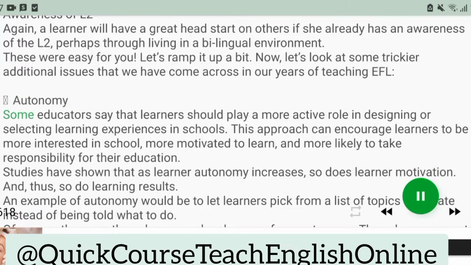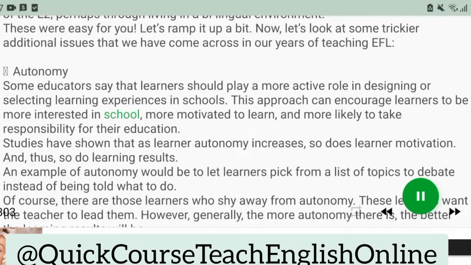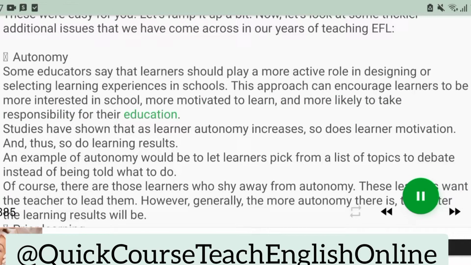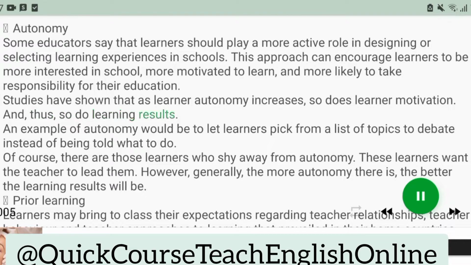Autonomy. Some educators say that learners should play a more active role in designing or selecting learning experiences in schools. This approach can encourage learners to be more interested in school, more motivated to learn, and more likely to take responsibility for their education. Studies have shown that as learner autonomy increases, so does learner motivation. And, thus, so do learning results.